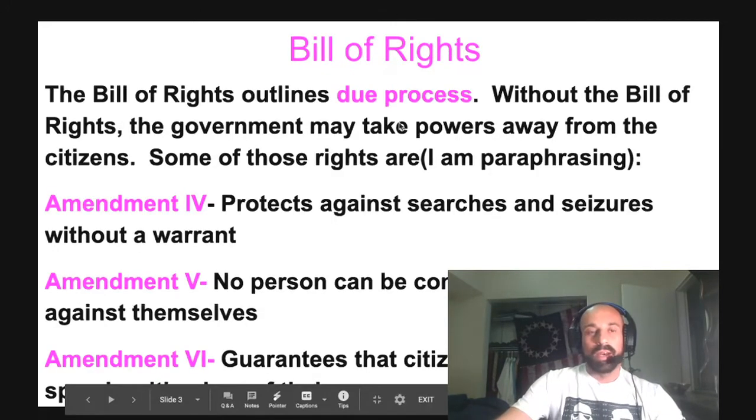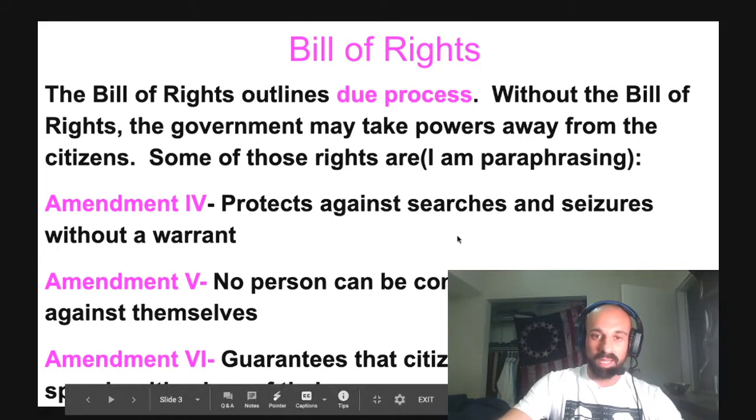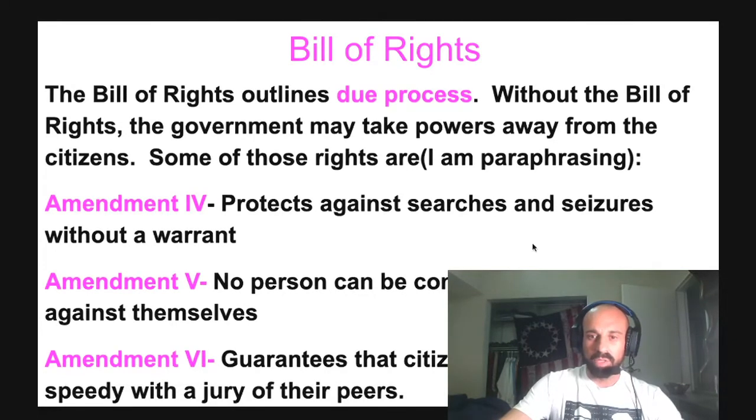Okay, and the Bill of Rights is really what outlines the due process. Without the Bill of Rights, the government may take powers away from the citizens. Some of those rights are the Fourth Amendment, which protects against searches and seizures without a warrant. The Fifth Amendment, no person can be compelled to be a witness against themselves, or pleading the Fifth. And the Sixth Amendment guarantees the rights. Citizens have the right to a speedy trial with a jury of their peers.